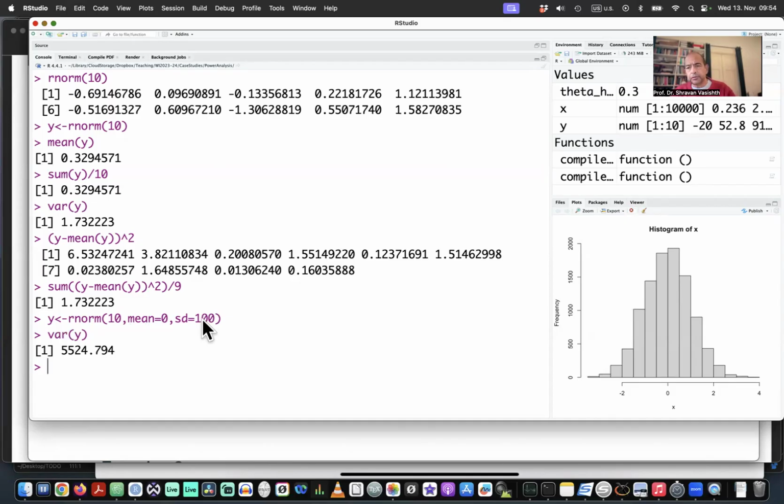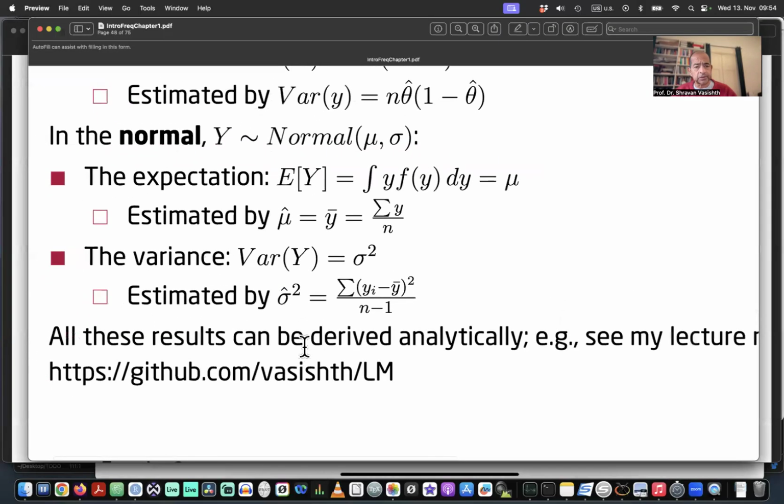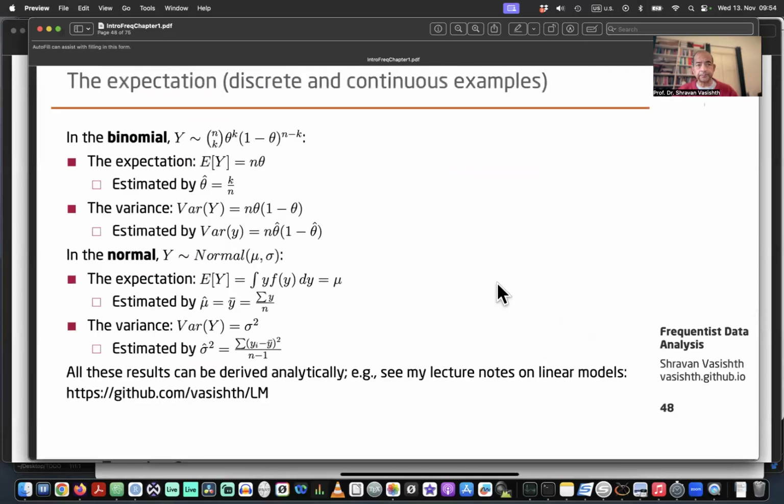All right, so coming back here. What I'm showing you here are the formulas for the expectation and variance for discrete and continuous random variables. What we will mostly need in this course is to know how to compute the estimate of theta in the discrete case, and how to compute the sample mean and sample variance in the continuous case. These are two important statistics. These are called statistics.